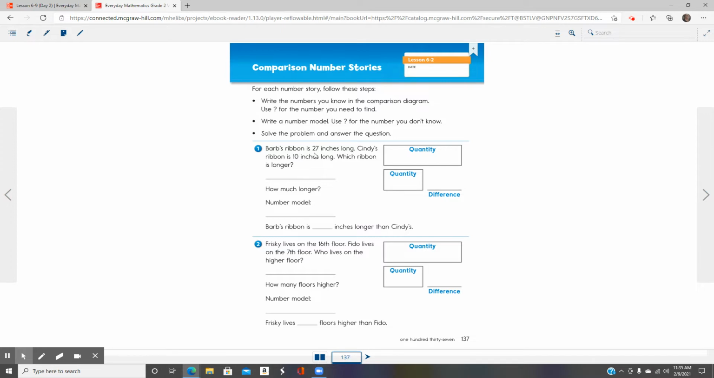Barb's ribbon is 27 inches long. Cindy's ribbon is 10 inches long. Which ribbon is longer? Okay, so we're not filling in the diagram yet because we still need to answer the question, which ribbon is longer? Barb's is 27 inches long, Cindy's is 10 inches long, so I know that 27 is a greater number than 10. So Barb's ribbon has to be longer, right? So let's write that down right here.